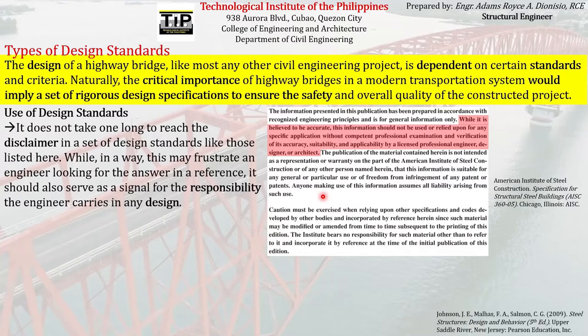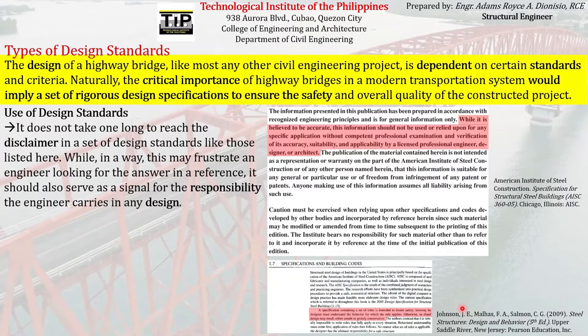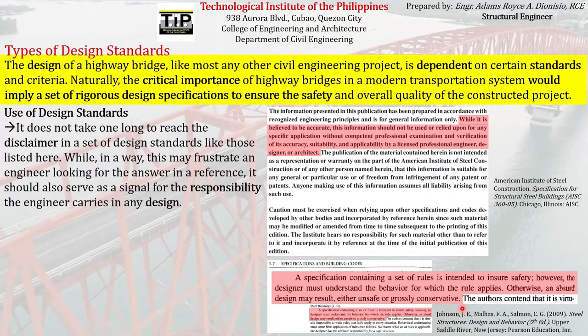Just like what Salmon and Johnson said in their book, Steel Structures: Design and Behavior, 5th edition. May I just quote section 1.7 of that book, it was said there that a specification containing a set of rules is intended to ensure safety. However, the designer must understand the behavior for which the rule applies. Otherwise, an absurd design may result, either unsafe or grossly conservative.